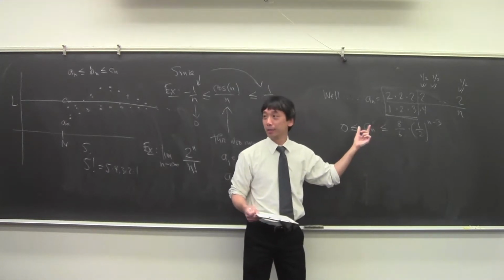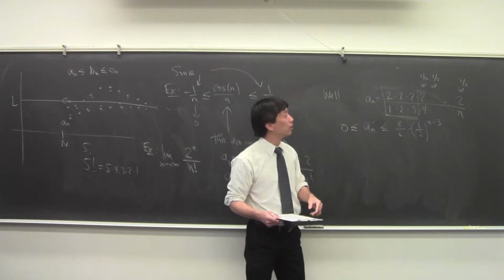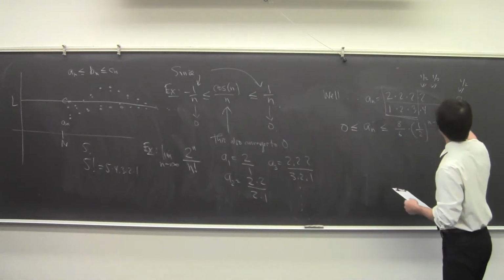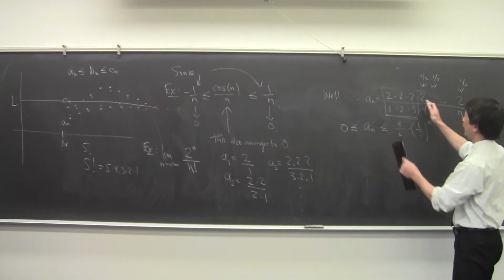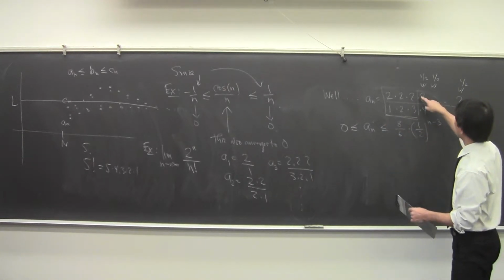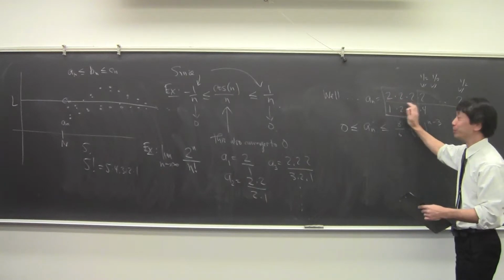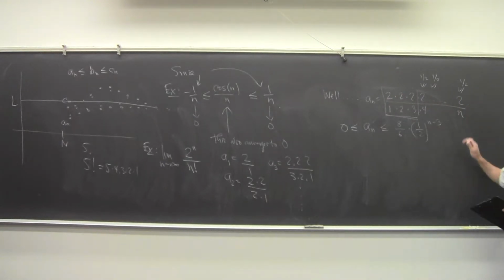I'm not seeing where you found the n minus 3. N minus 3 because how many terms are there? There are n terms total, and I've thrown out the first 3 terms, so I've got n minus 3 terms here, and each is smaller than 1/2.